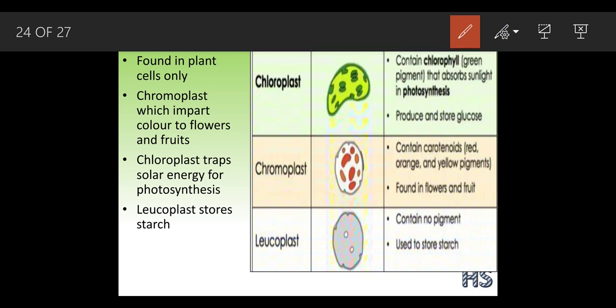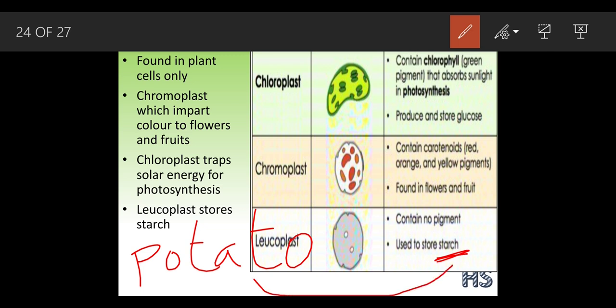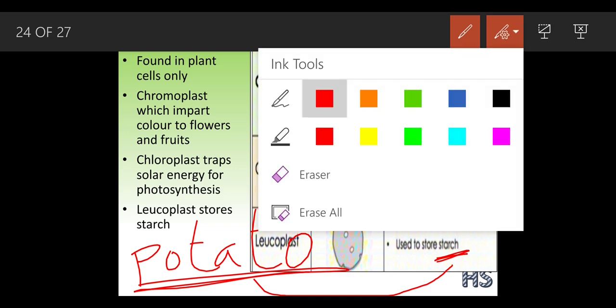Which plants or vegetables have a lot of leucoplasts? That is potato. So that is why doctors always recommend that obese people, who are quite fat, avoid potato, because potato helps you to increase in size. That increase in size is due to this starch only, this carbohydrate only. So in the potato, a lot of leucoplasts are present.